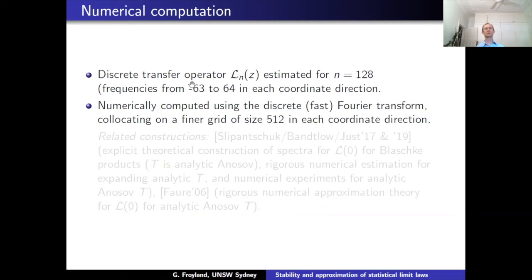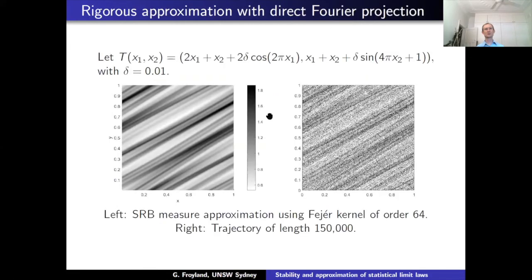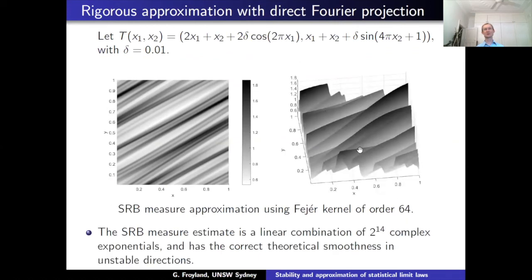What we're doing here is we're using 128 Fourier modes in each direction. So that's 2 to the 14 in total. This is our estimate of the SRB measure, which, if you squint, the dark and the light is matching what you see on the right here. If you look at this in 3D, you see you have nice, smooth structure. I said it's absolutely continuous in unstable directions, and you see here that theory predicts you should be smooth in these directions, and you are.